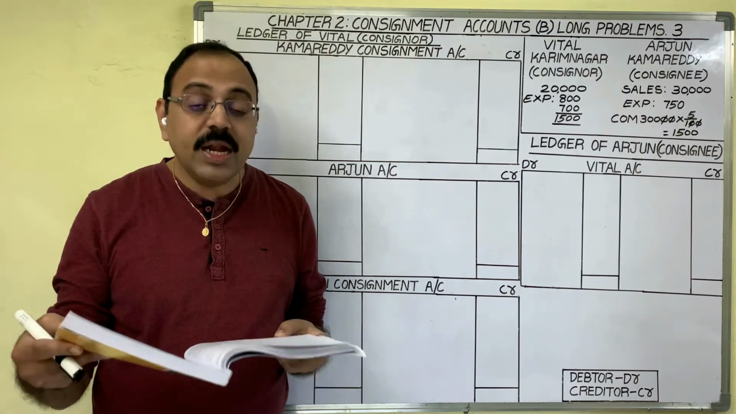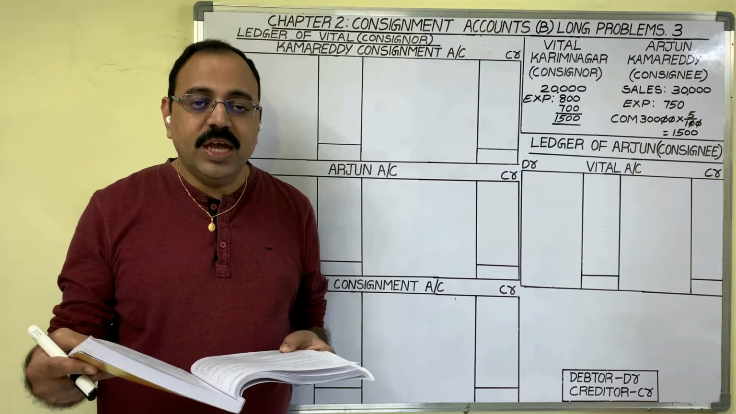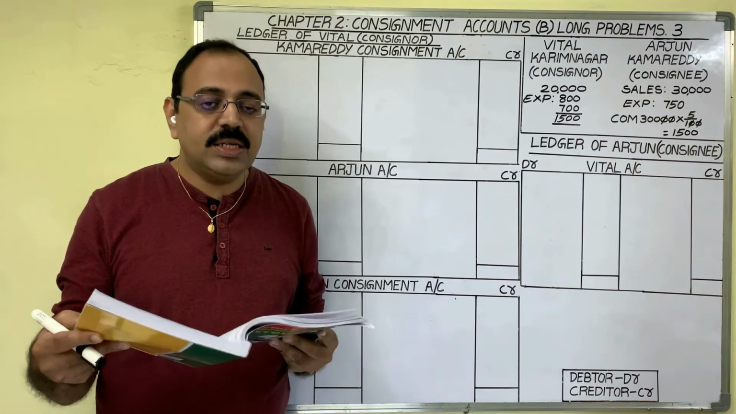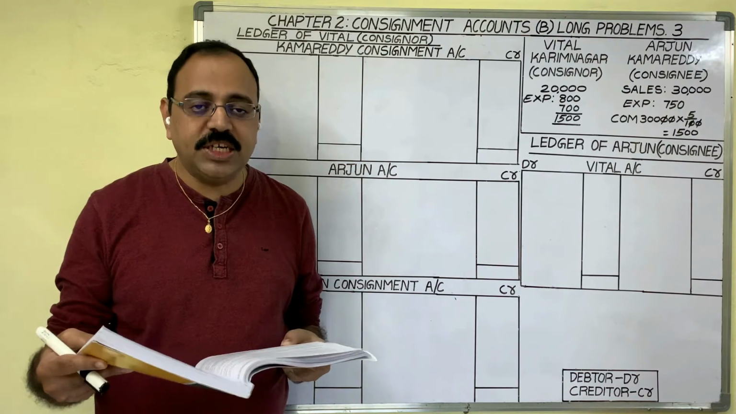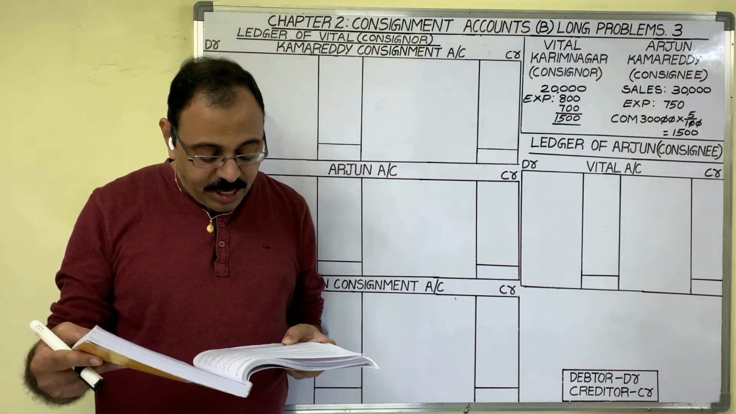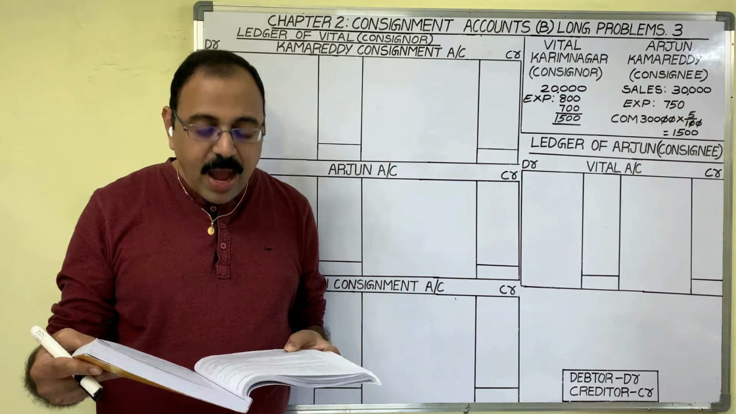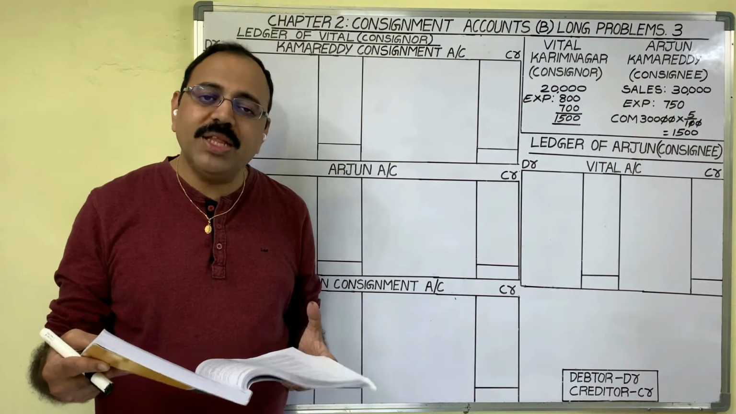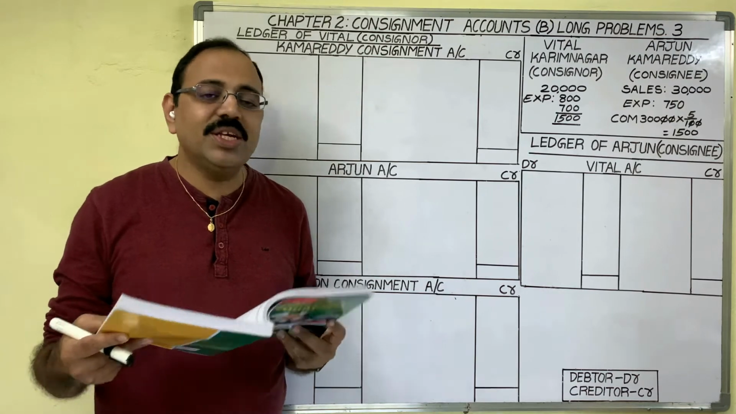Prepare necessary ledger accounts. In the first two problems, he asked for journals, but in the third problem, he is asking for ledger. Ledger accounts in the books of Vittal and Arjun. This is the question. This question is available in the description box. Let us solve this problem.